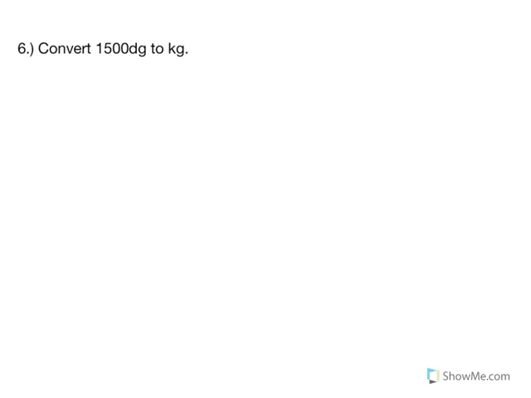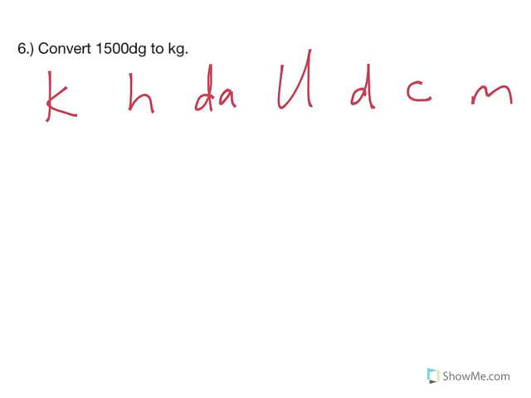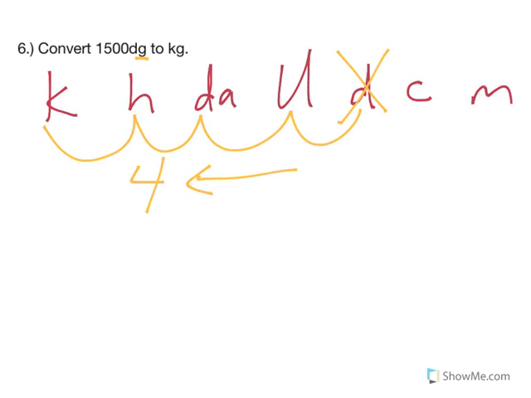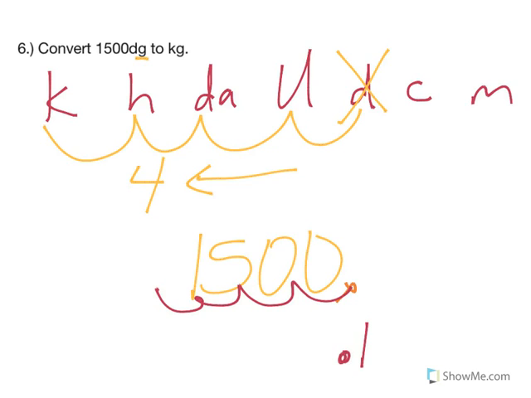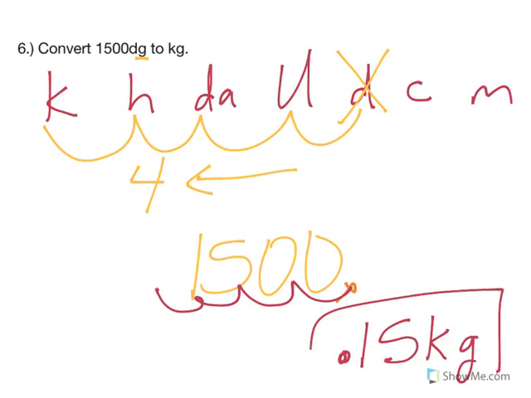Now we have decigrams to kilograms. So it's kilo, hecta, deca, then it's the main unit, and then deci, centi, milli, right? Those are the things. So decigrams is here. Notice that it's just DG, not DAG. We want to go to kilograms. So 1, 2, 3, 4. We're going left 4 places. So if I have 1,500, that means my decimal point starts here. 1, 2, 3, 4, and I end up with 0.15 kilograms.